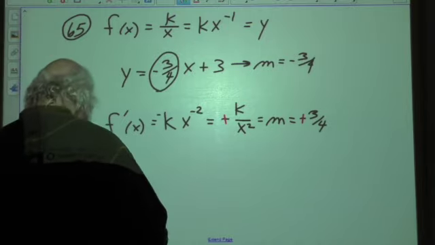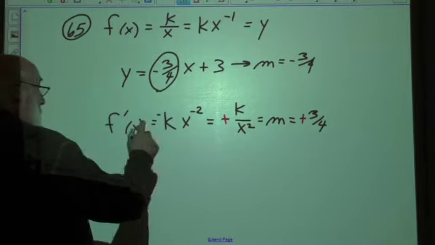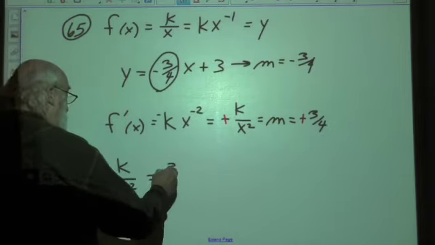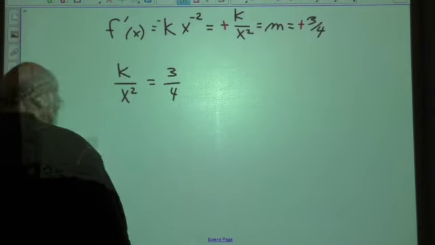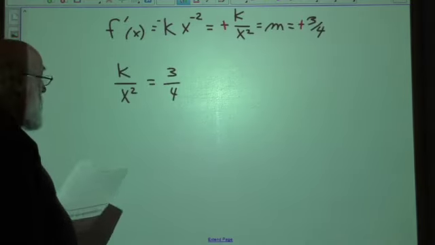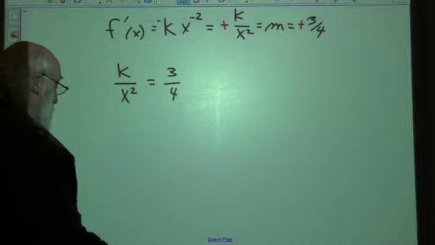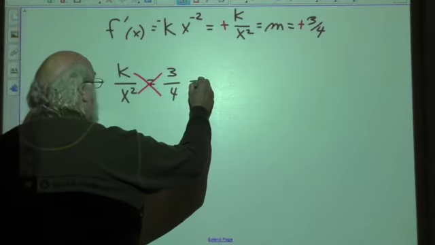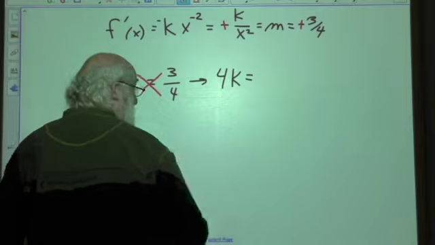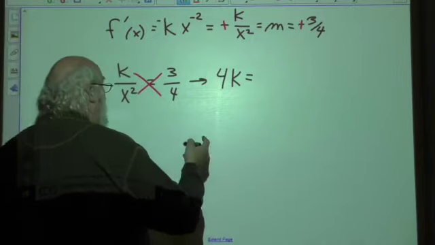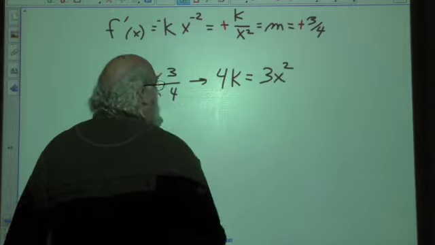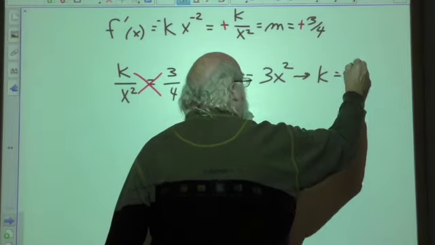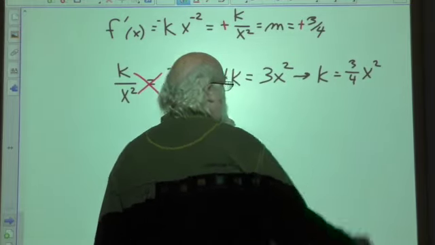Okay, now, I'm going to take that equation right there and rewrite it here. K over x squared equals 3 over 4. And I'm going to rewrite this so that k is by itself. So I'm going to cross multiply, and that's going to give me 4k. Okay, 4k equals 3x squared. Divide both sides by 4 to get k by itself. And k is equal to 3/4 x squared.